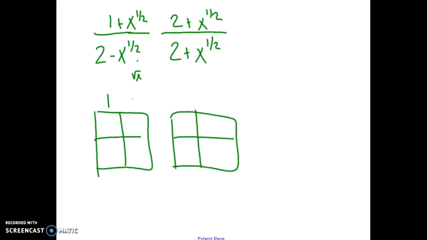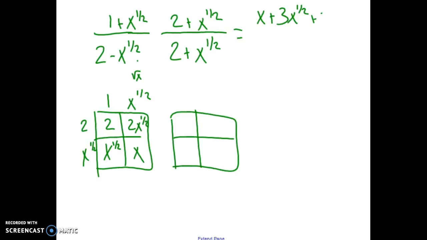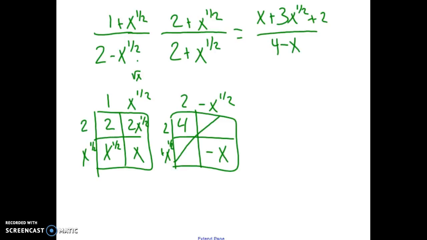In the numerator, I have 1 plus x to the 1/2 times 2 plus x to the 1/2. This gives me a 2, 2x to the 1/2, x to the 1/2, and a whole x. So my numerator is now x plus 3x to the 1/2 plus 2. And my denominator, I'm going to get the middles to cancel. This is 4. This is negative x. So my denominator becomes 4 minus x.